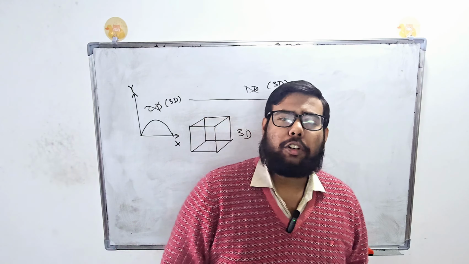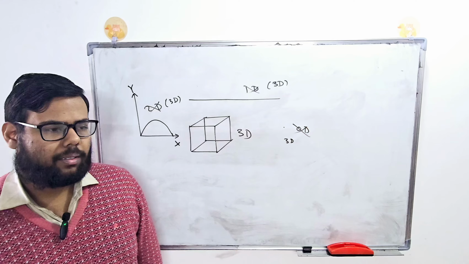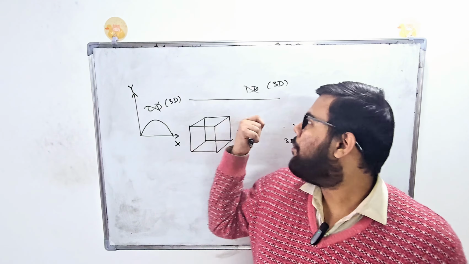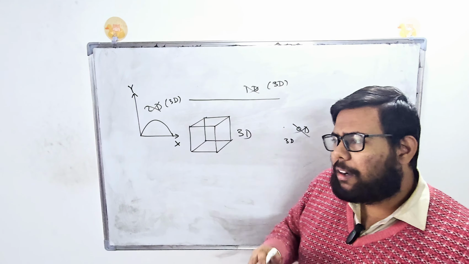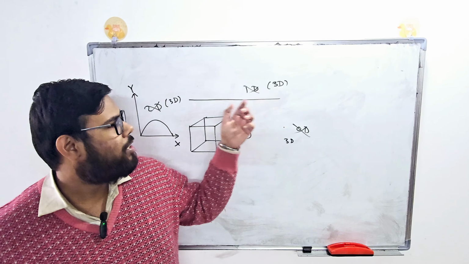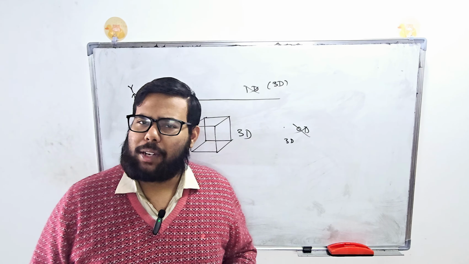There is nothing like zero dimension, one dimension, two dimension in the real universe. But since your childhood you were drawing this as zero dimension, this as one dimension, this as two dimension, this as three dimensional. But why am I saying that there exists no zero dimension, no one dimension, and no two dimension? I have quite a few explanations for it.